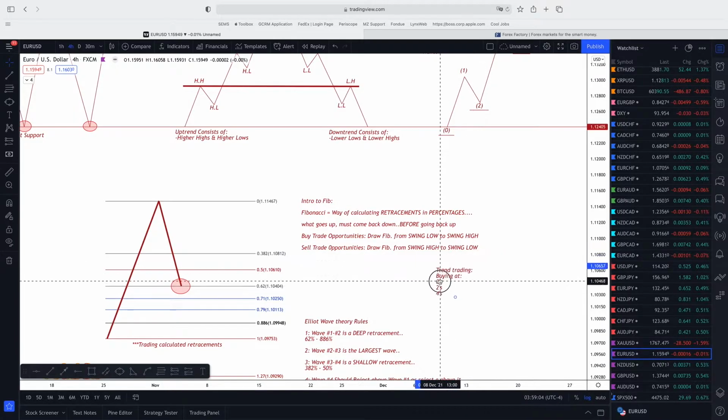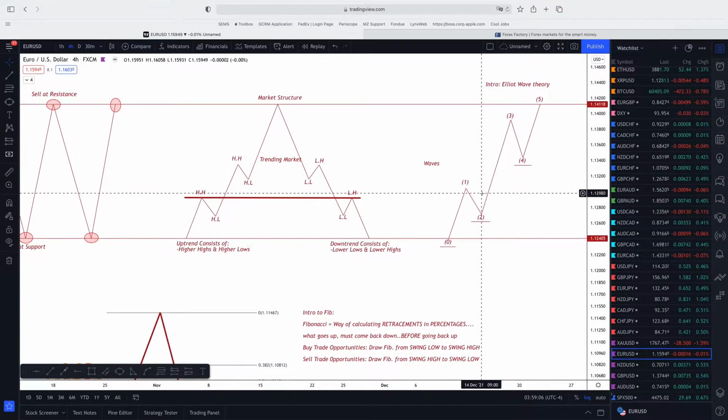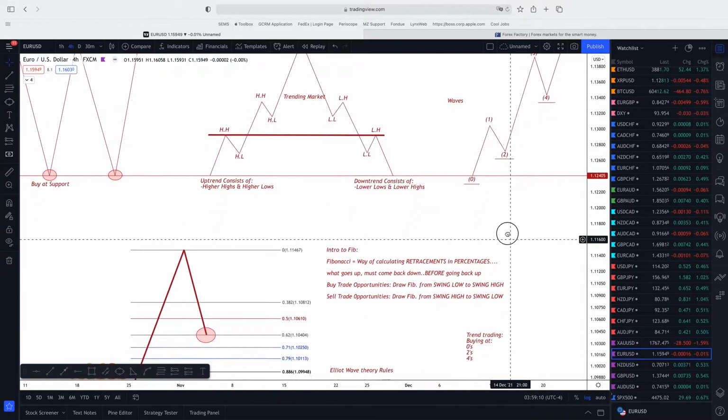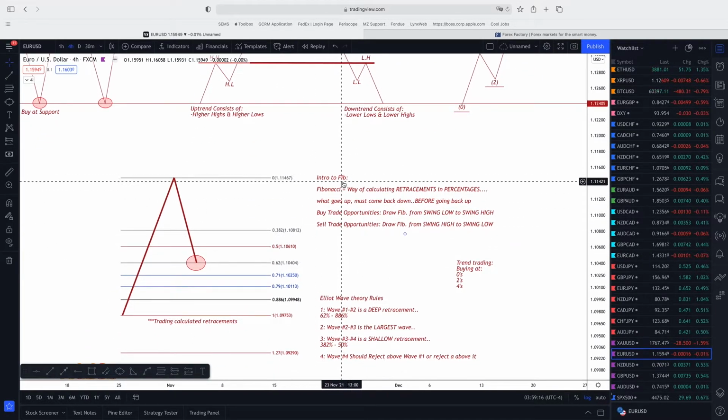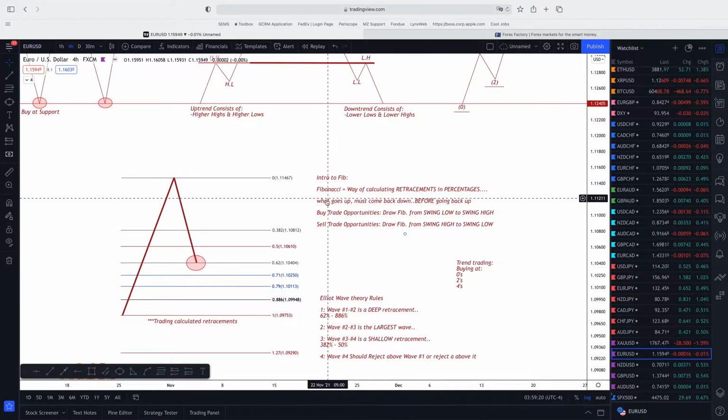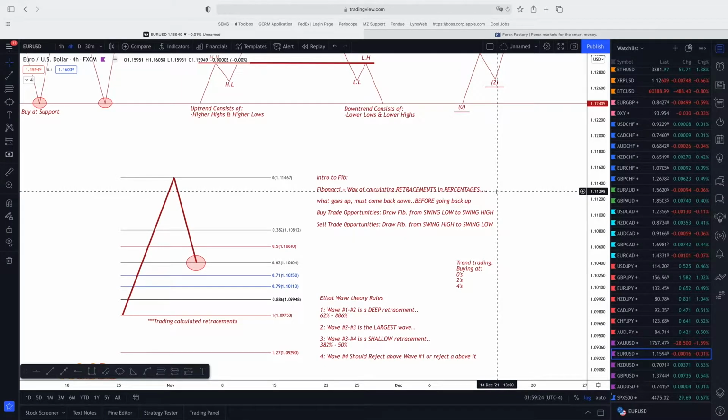Now, when I'm going to be showing you guys Elliott wave theories and how to be able to trade this trend, I need to be able to show you something called Fibonacci. So what I'm going to show you now is something called Fibonacci. This is your intro to Fibs. And a lot of people think that this is some super crazy thing and make it complicated and try to explain it 1,000 different ways. Guys, this is very simple.